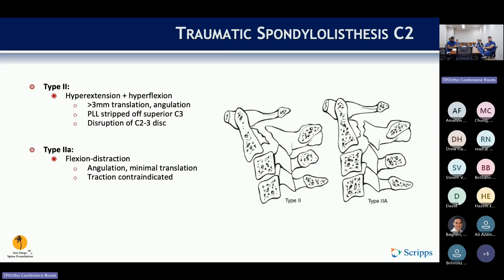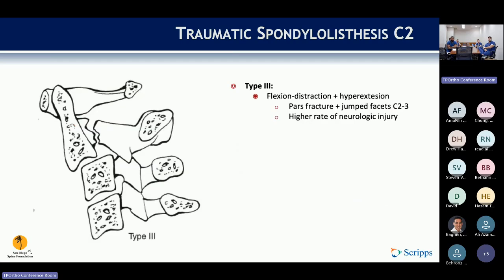Type 2 fractures, there's a disruption of the PLL and distraction of the 2-3 disc. Type 2A is one that it's actually very important to recognize, as these often have angulation but minimal to no displacement. And here you can have discoligamentous disruption, and you don't want to use traction for these, as you can make it actually significantly worse and see a neurologic decline. Type 3 fractures, these are basically pars fractures with jump facets at 2 or 3. So a little bit more higher mechanism.